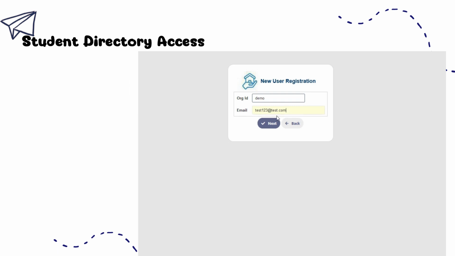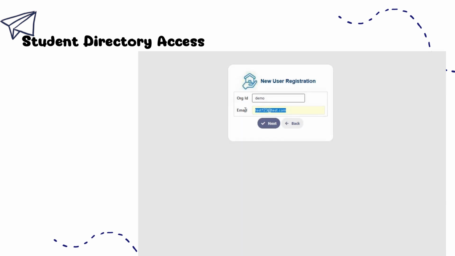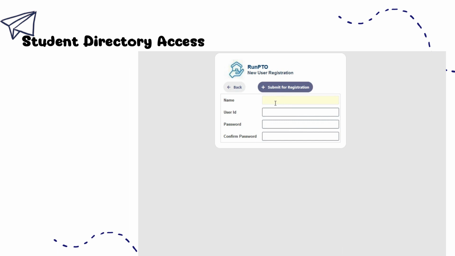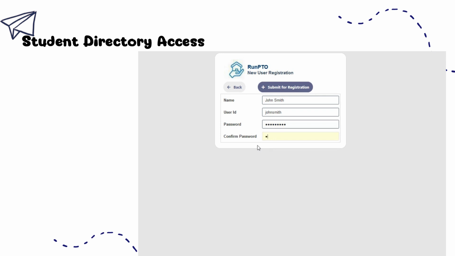Let's enter test123 at test.com, which does not exist. Here's the error message. Now let's enter John at runpto.com and click on Next. John will see a screen where he enters his credentials. John will enter the name, John Smith, user ID as John Smith, password as welcome01. Confirm the password as welcome01. After John clicks on Submit for registration, he will receive an email with the link to activate his login.